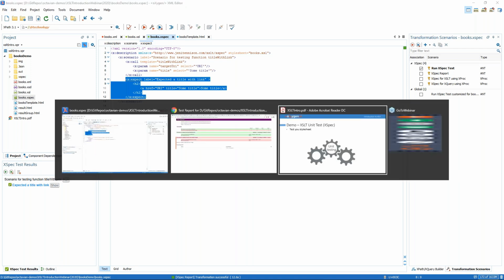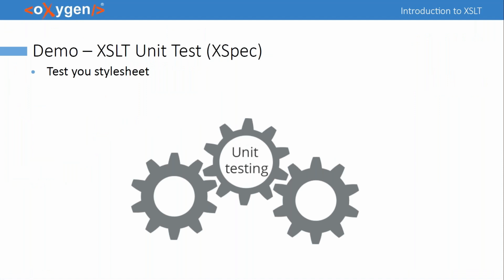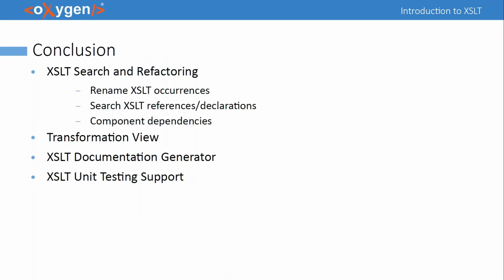So it is important to add test cases for your style sheets, and you can do this using this XSpec support. So as a conclusion, Oxygen has this refactoring, search and refactoring support. You can use it to rename a variable or a template very easily in place, but you can also preview the results. You can search for references and declaration. You can use these component dependencies that is very helpful to see how the components are connected. And you can also use the outline view.